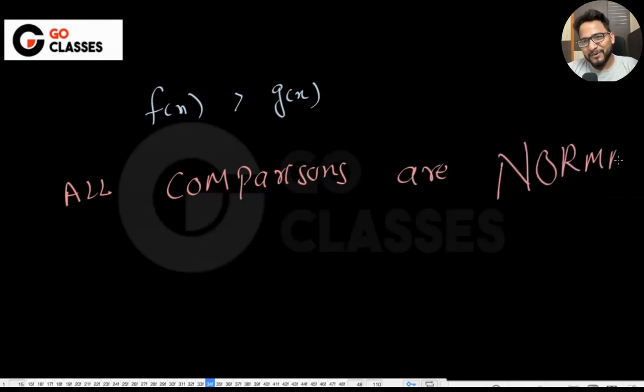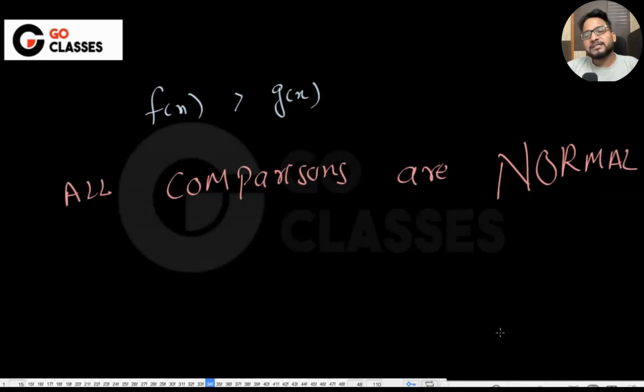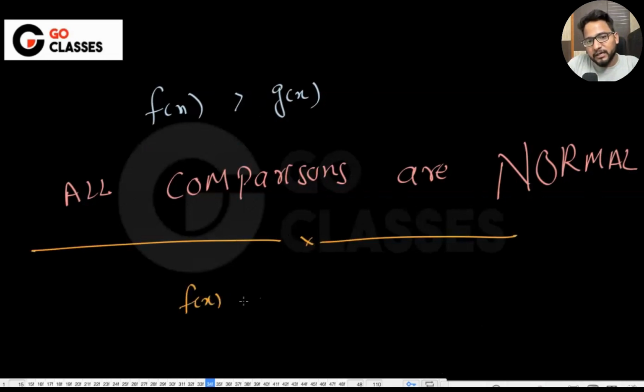All comparisons are normal. There is nothing called asymptotic comparison in formal notation. I cannot formally write asymptotically that Fn is greater than Gn. Informally, I have to write in terms of for some C, for some n naught. To avoid all of this, informally we say that Fn is greater than Gn, and then very slowly I will say asymptotically. Okay, asymptotically.